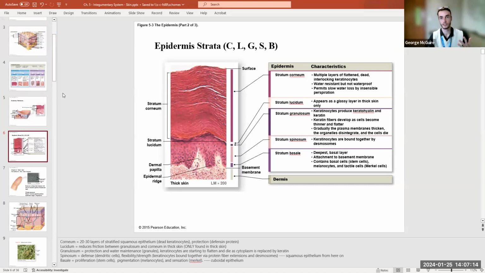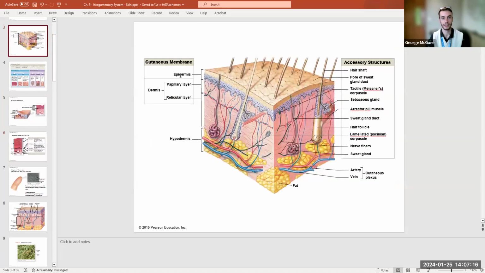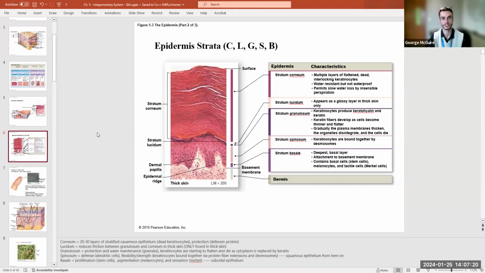So first, looking at our epidermis, right? This outermost layer of our skin that is going to be interacting with the environment. The epidermis is composed of 5 different layers or strata, right? The same way that we refer to the layers of different tissue types as being simple or stratified, right? We have various layers in this epithelial tissue. So these are the epidermal strata. And there are 5 different layers.